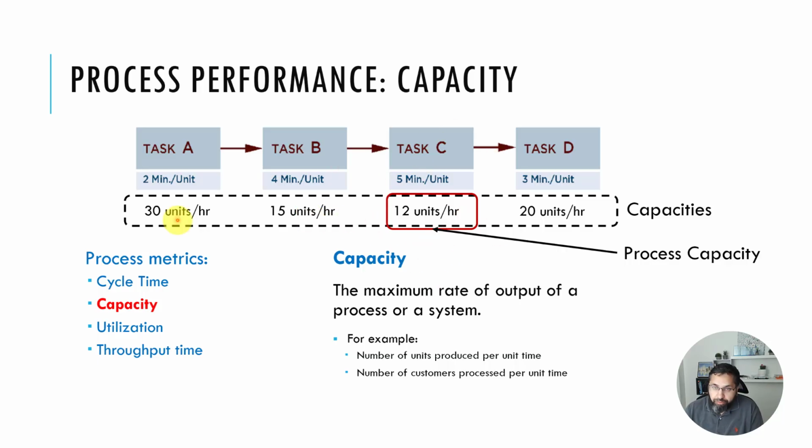So hopefully you can understand the difference between capacity and cycle time for one task by itself running independently versus the capacity and cycle time of the whole process.